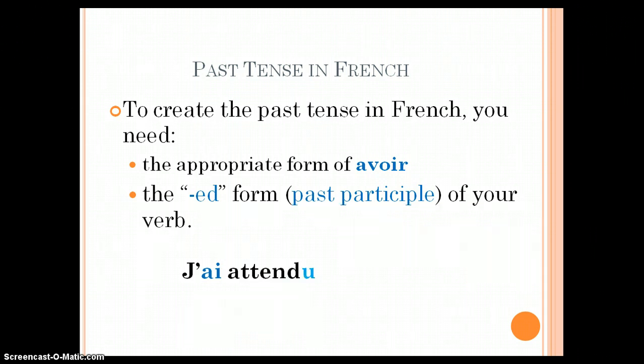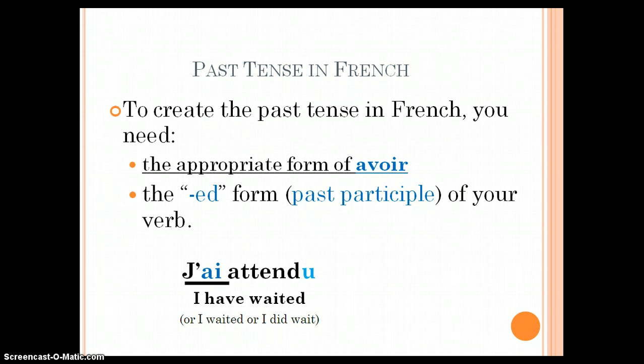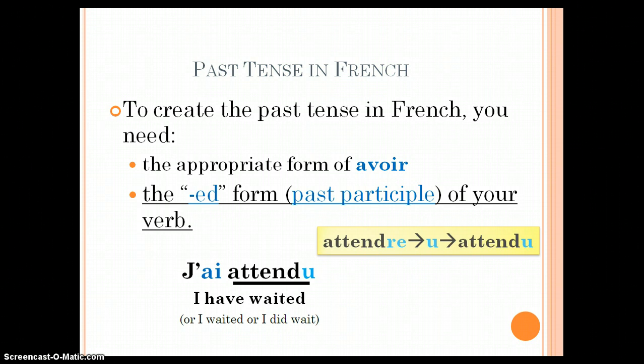Let's look at another example. J'ai attendu. J'ai attendu means I have waited. Or you can also translate this to mean I waited or I did wait. Now, to create the past tense in French, you need the appropriate form of avoir, which we have, j'ai, and the ed form of the past participle of your verb, attendu. Remember, it's attendu because the infinitive is attendre, a re verb, and re verbs change to u. So you go from attendre to attendu.